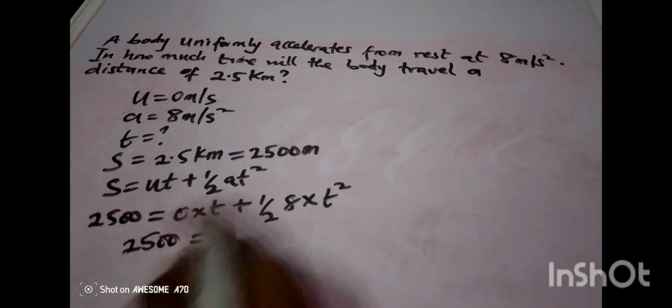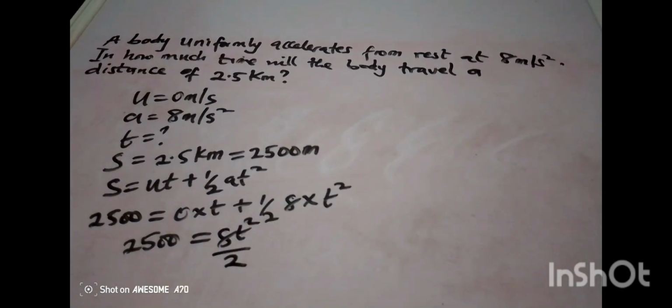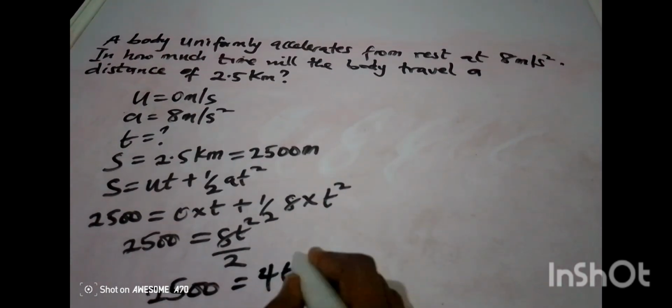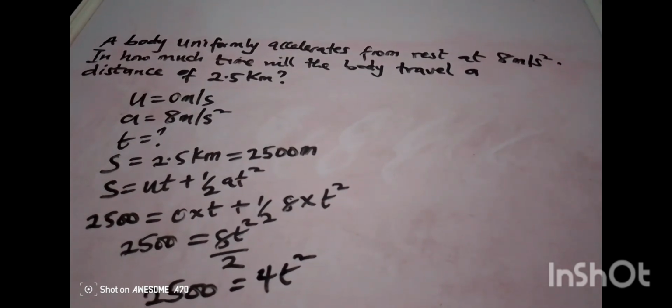So I'm going to have 8t squared divided by 2. Okay, so what's the next thing we do? We can divide 8 by 2. So we divide 8 by 2, and I'm going to have 2500 equals 4t squared. Alright, so when we have 4t squared, the next thing is we divide both sides by 4. So 2500 divided by 4, that one is going to give me 625.